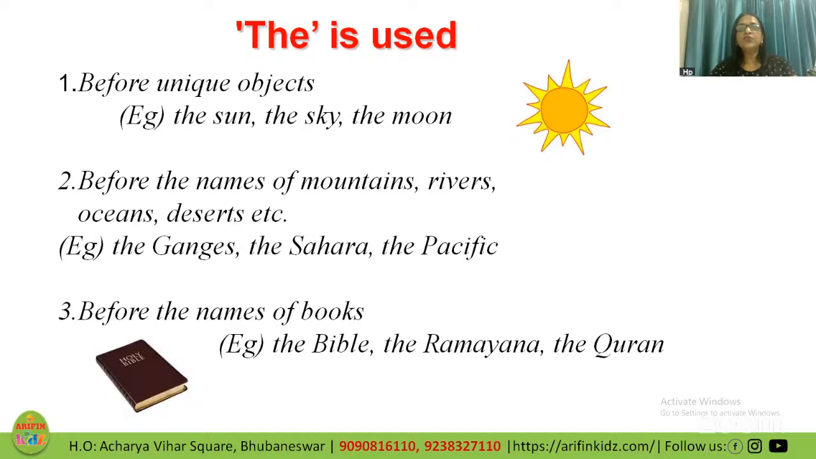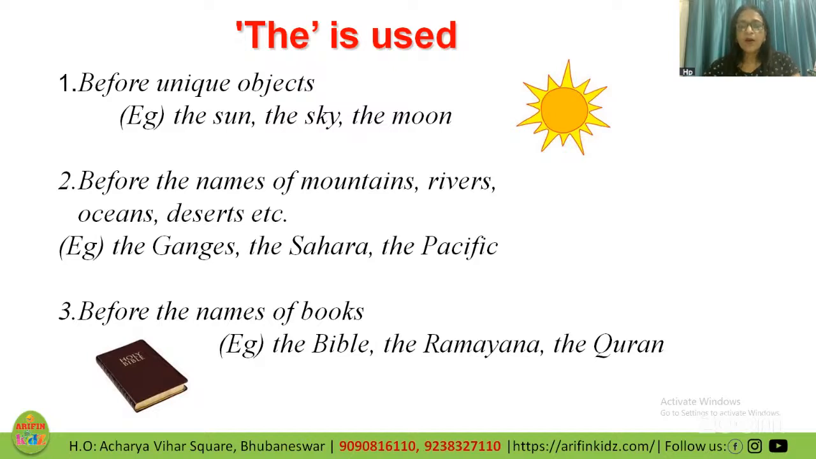Then where to use the? The is the definite article, used before a definite noun. Let me tell you, children, suppose I give one example. If a noun is repeated in a paragraph, then the first time we don't write the, but the second and third times when the noun repeats, we use the. Let me tell you an example.